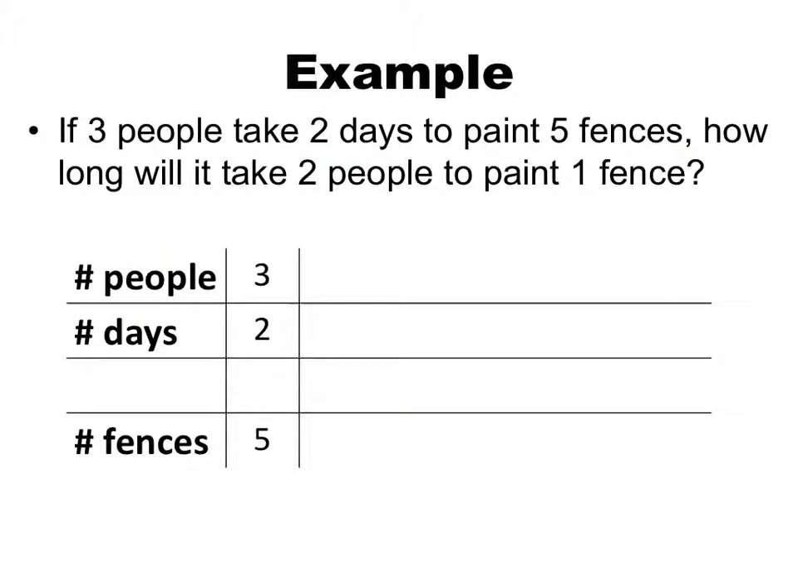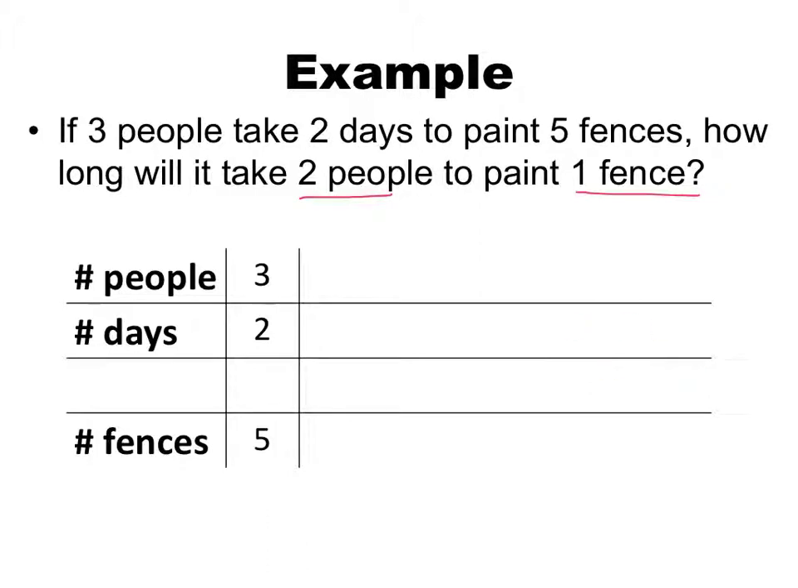Now let's use a table, kind of like our previous example, to answer our question. And so the question is, how long will it take 2 people to paint 1 fence? So I'm going to set up a similar table to what I had before. Got my 3 quantities here. I've got a blank row. In this first column, I'm going to put the given values of those quantities: 3 people, 2 days, and 5 fences. And so in the end, I want 2 people in my first row, and I want 1 fence in my last row. And the question is, what's the corresponding number of days?